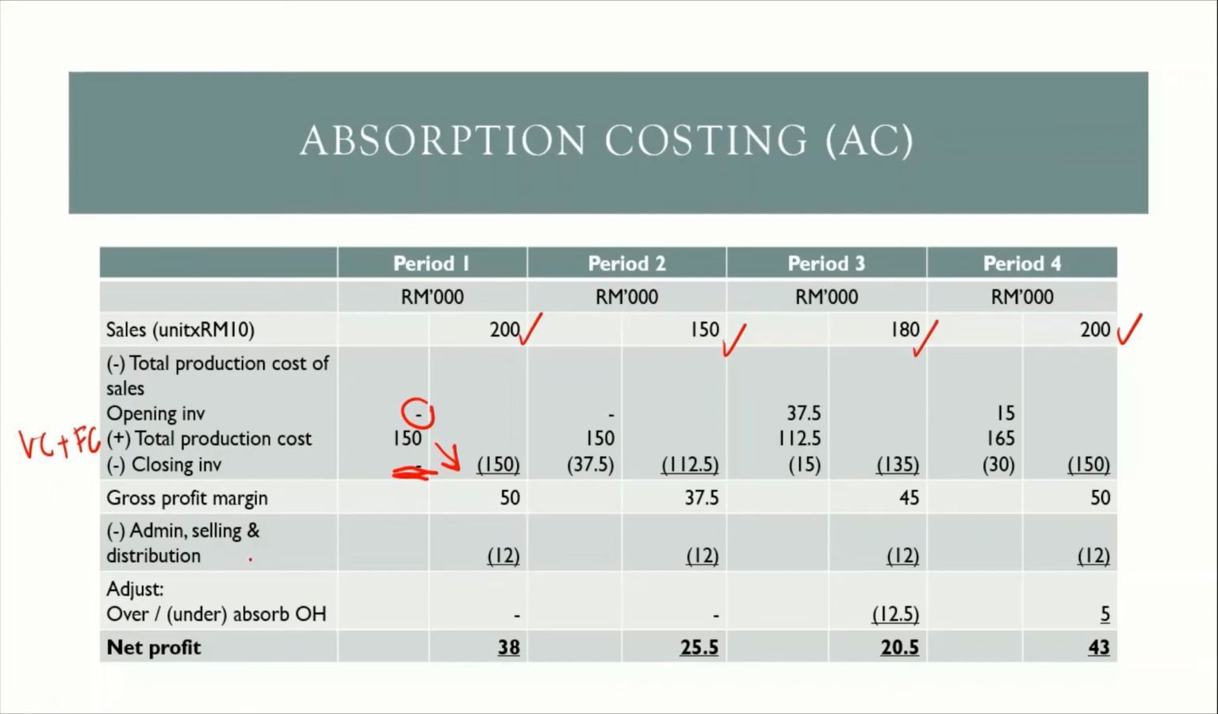So the admin and selling contribution would be 12,000. And if there is any over or under absorbed, because this is an absorption method, you would put it here. But because we sold everything, there are no over or under. It is a situation with equal overhead budgeted and actual. So there is no amount. So you directly deduct 50 with 12. And you gain 38 as a result for the profit.